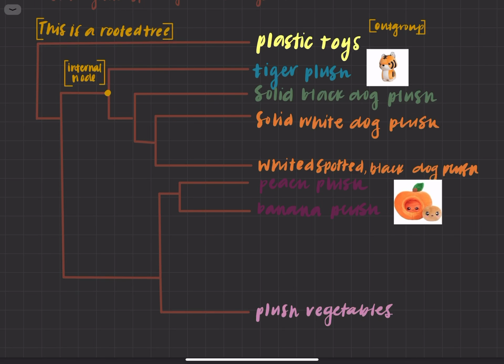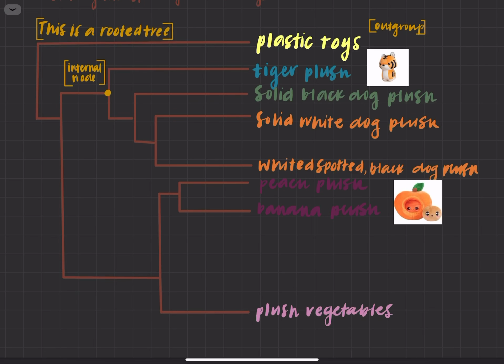And more specifically, an outgroup is an OTU that is known to have diverged earlier than all the other OTUs. These root the tree so that all the other OTUs share a common ancestor. So in this tree, it is plastic toys.